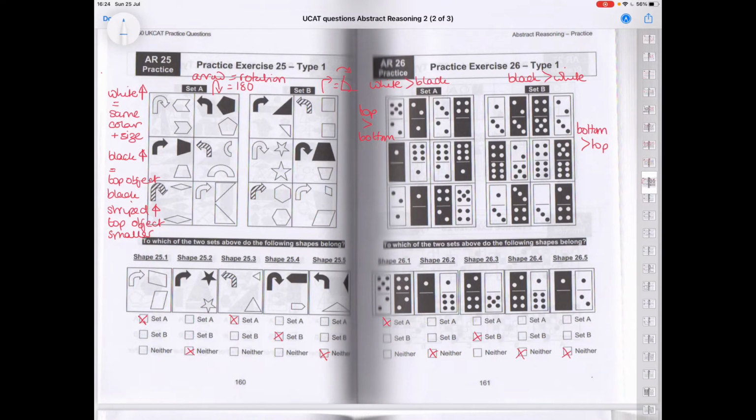In practice exercise 26, we've got dominoes. On set A, the total number of dots in the white domino always exceeds the total number of dots in the black domino, and the top of the domino is always bigger than the bottom. And it's the other way around in set B, where the black is always bigger than the white and the bottom is always bigger than the top.